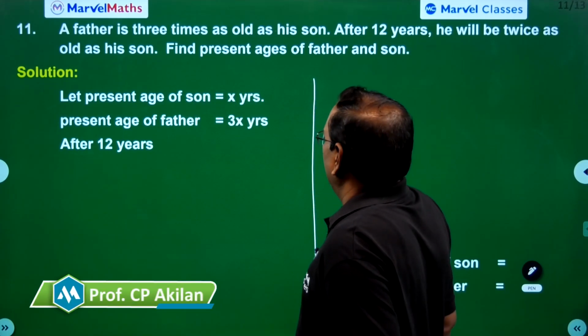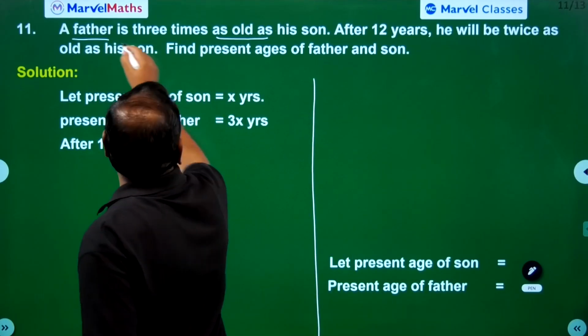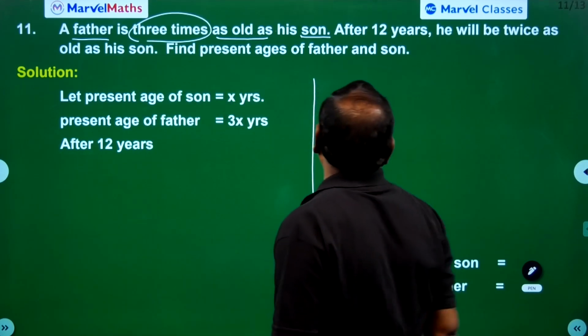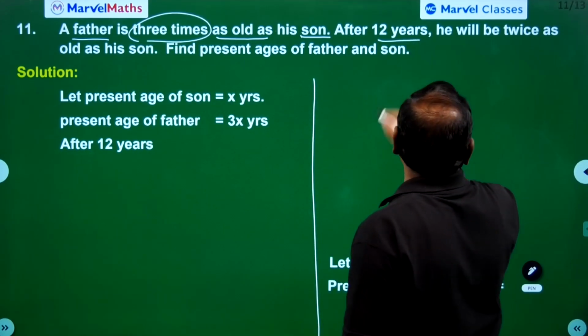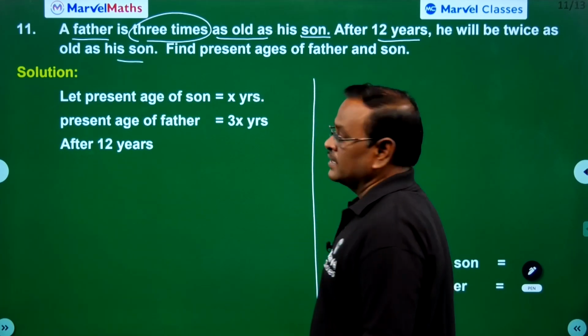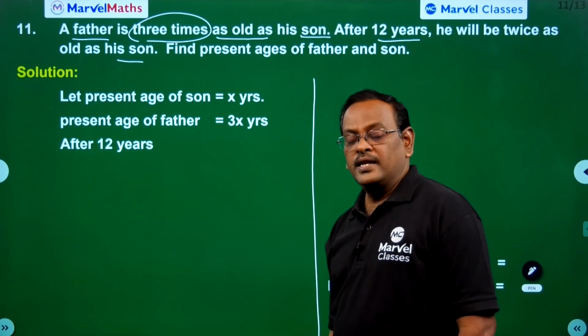A father is 3 times as old as his son. Two persons, father and son. 3 times as old as his son. After 12 years, he will be twice as old as his son. Find the present ages of father and son. So it is better if you always apply linear equation in one variable.